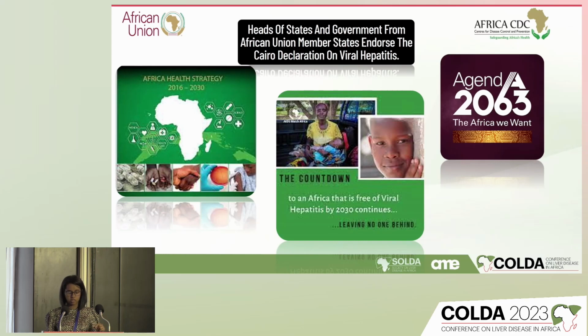And these are strategies such as the AU Agenda 2063, the Africa Health Strategy, the WHO Global Guidelines, and the Cairo Declaration of Viral Hepatitis in Africa. This is a commitment that places the global target of elimination of viral hepatitis as a public health threat by 2030 at the forefront of the political leadership as well as the global development priorities.